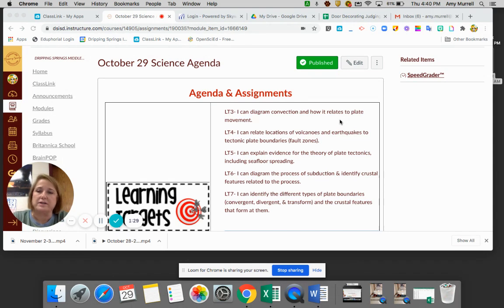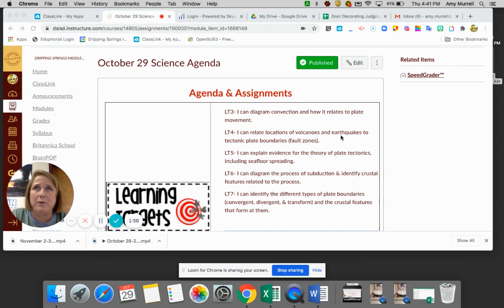Three kinds of boundaries: convergent, divergent, transform. At a convergent boundary, you have 3 different possibilities. You can have continental plates pushing together, and if that happens, you get uplift and mountain building. So that would be like the Himalaya Mountains or the Rocky Mountains.